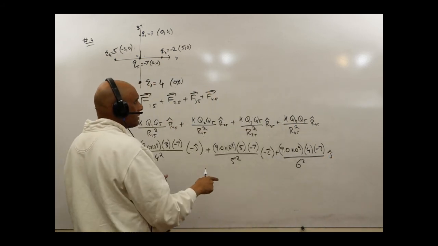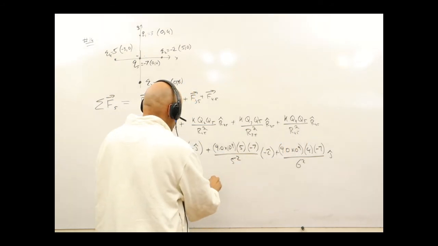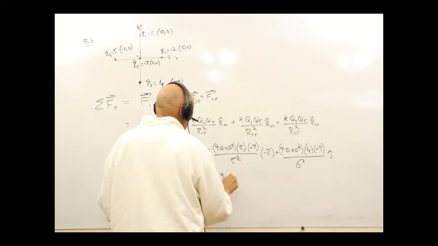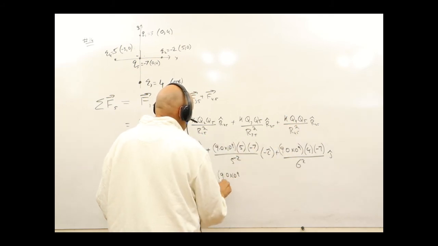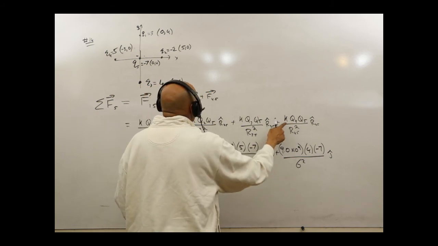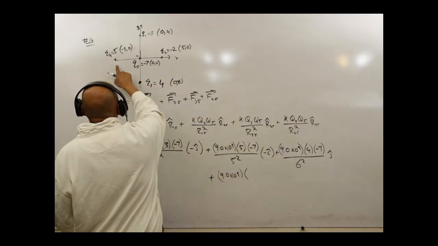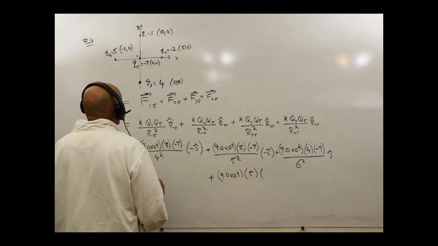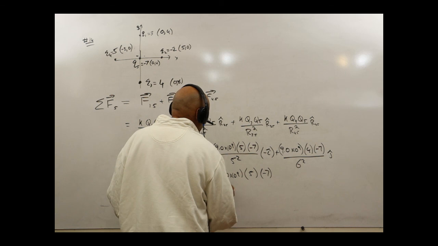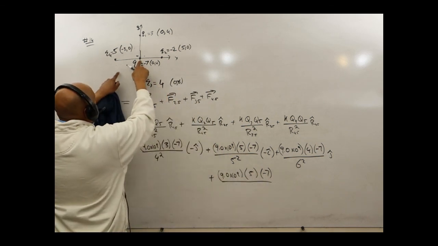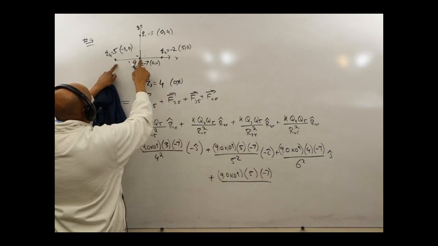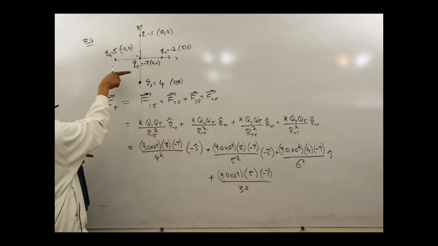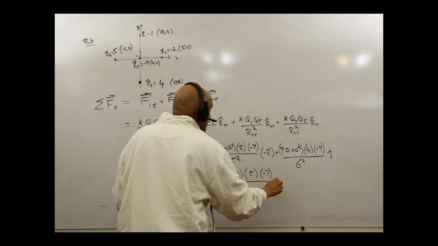I'm running out of space, so I'll continue on the next line. Again, 9.0 times 10 to the 9. Q4 is 5.0 coulombs and Q5 is -7 coulombs. What's the distance between these two particles? They're axis aligned, so the distance is 3 units, so it's 3 squared. And the direction of 4 pointing to 5 is along the i-axis, so this is i.